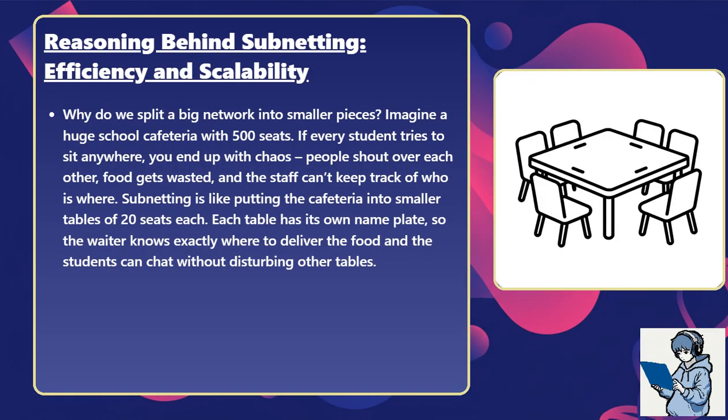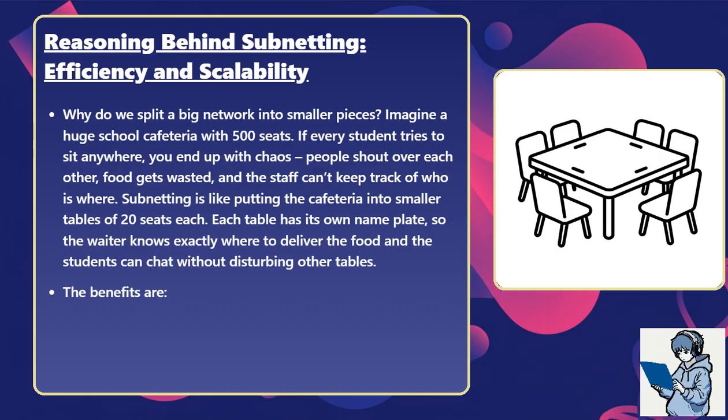Why do we split a big network into smaller pieces? Imagine a huge school cafeteria with 500 seats. If every student tries to sit anywhere, you end up with chaos. People shout over each other, food gets wasted, and the staff cannot keep track of who is where. Subnetting is like putting the cafeteria into smaller tables of 20 seats each. Each table has its own nameplate, so the waiter knows exactly where to deliver the food and the students can chat without disturbing other tables.